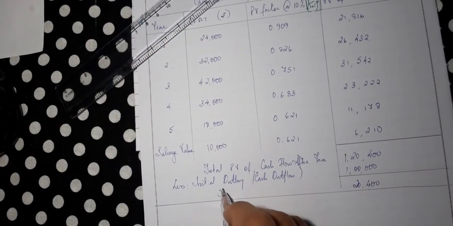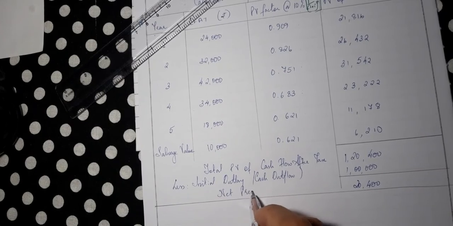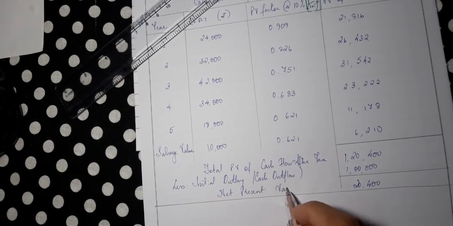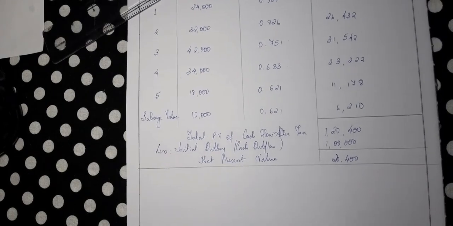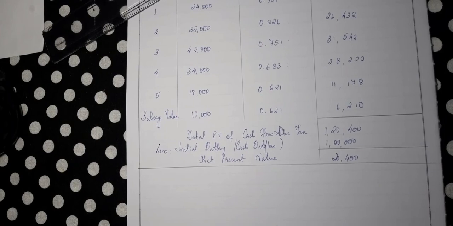This is our net present value. Now if they ask you a question whether or not you should select a project in this situation, you can just write, since the net present value of the project is a positive figure, which is rupees 20,400, therefore the company can select the particular project. Okay, so this is net present value.